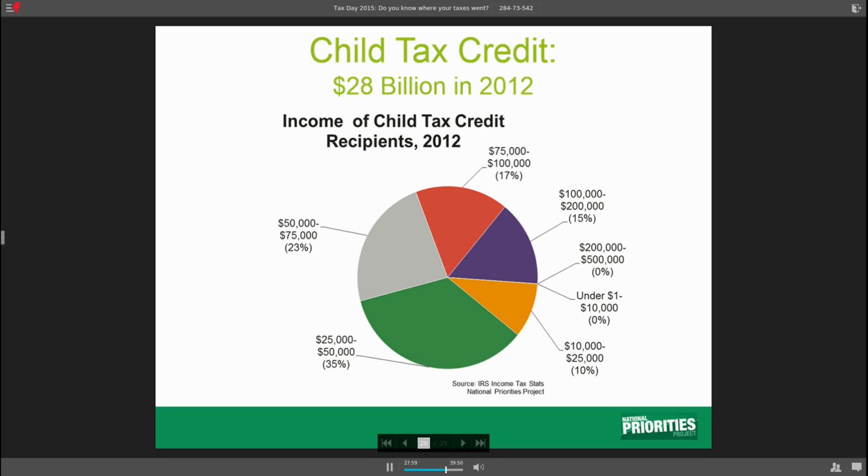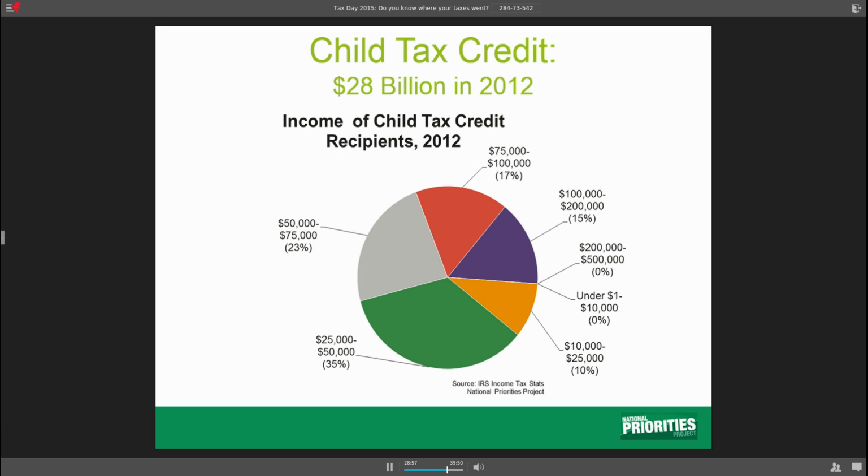Another major tax credit that goes to working families is the child tax credit. This was worth $28 billion in 2012. And here you can see the income of recipients of the child tax credit, which is a little bit more distributed across the income spectrum than EITC was. So for the child tax credit, folks who earned under $1 up to $10,000 were less than 1% of recipients. 10% of recipients earned between $10,000 and $25,000. A little over 1/3 of recipients, 35%, earned between $25,000 and $50,000. Almost 1/4, 23%, earned between $50,000 and $75,000. And 17% earned between $75,000 and $100,000, while 15% earned between $100,000 and $200,000.